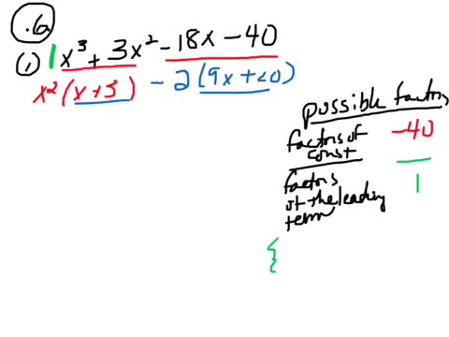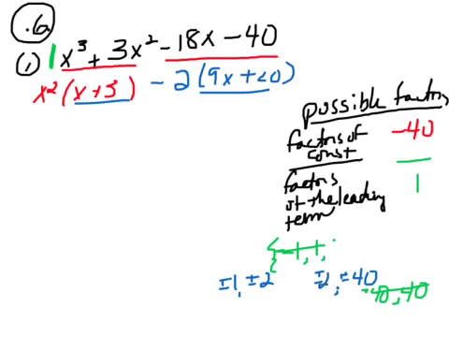So I can make a list of things that might divide in there. Negative 1 and positive 1, and then 40 and negative 40, right? Positive 2, and here's what we usually do when we list this. We usually don't write it in that form. We go plus or minus 1, plus or minus 40, plus or minus 2, plus or minus 20.